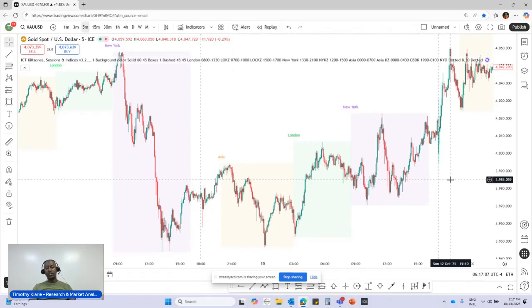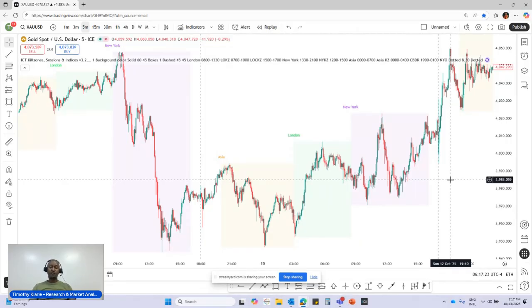Again, some of the pairs to really watch here are the USD pairs. So Euro USD again, GBP USD pairs, maybe gold. They are very active during the New York session.